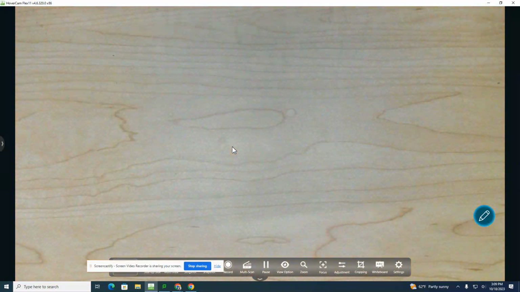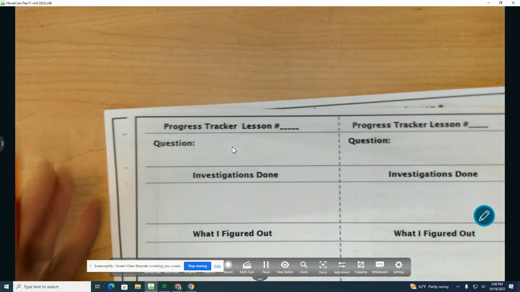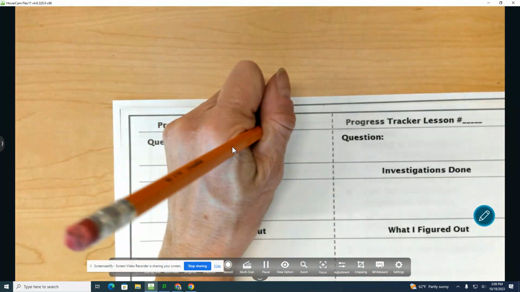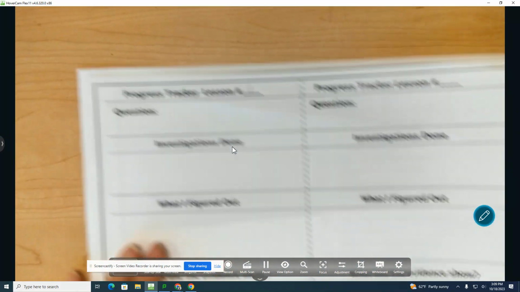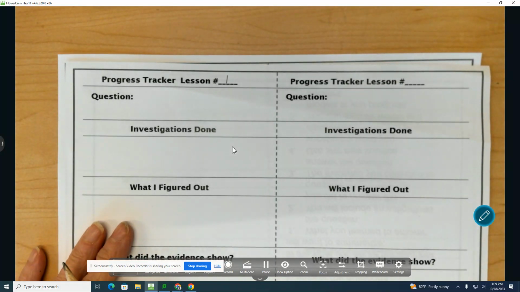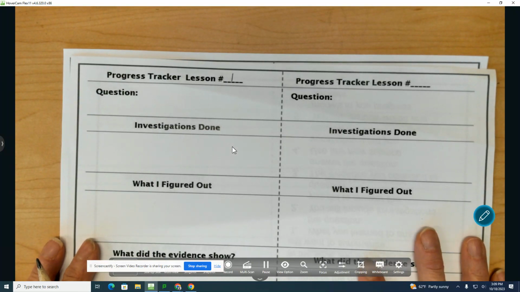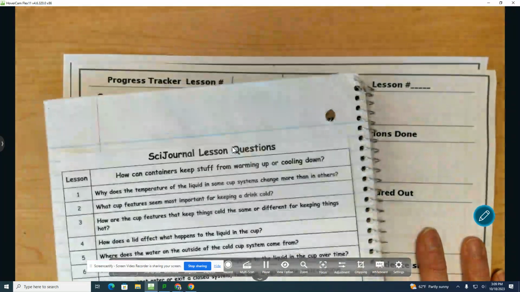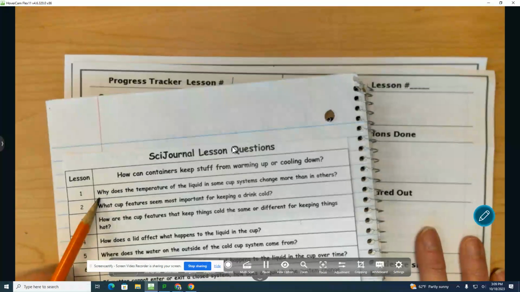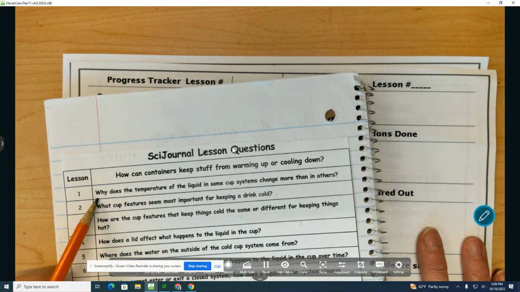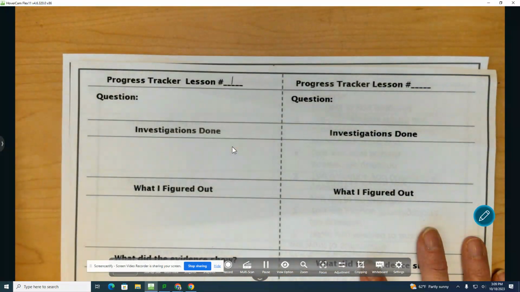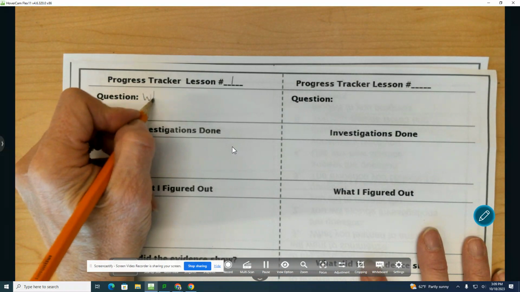All right. So here's what we do with the progress tracker. We're going to start with lesson 1. And I know that was a while back, so you do have some resources to help you fill out these progress trackers. All right, so we'll start with question number 1. For lesson number 1, it says, why does the temperature of the liquid in some cup systems change more than in others? So we will write that here.